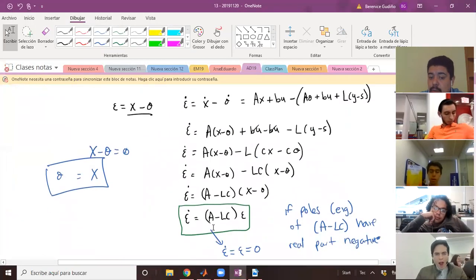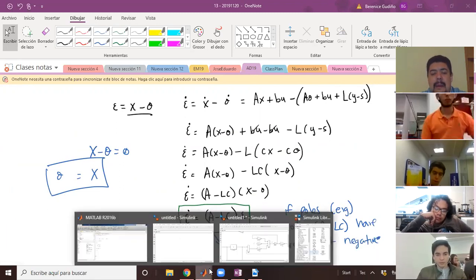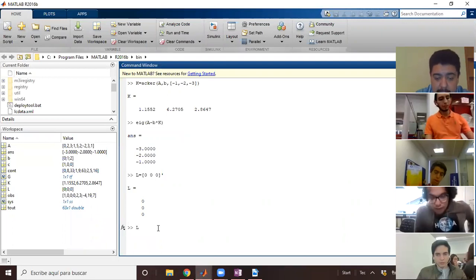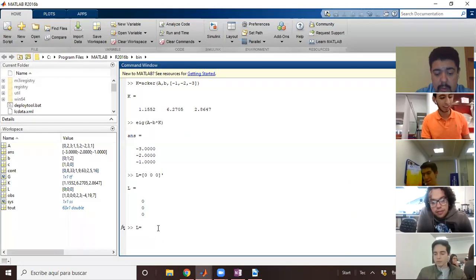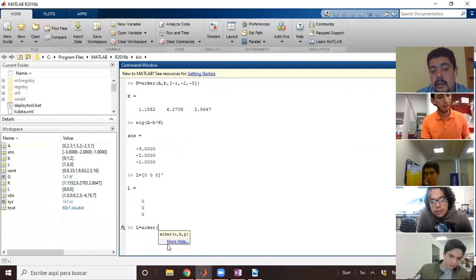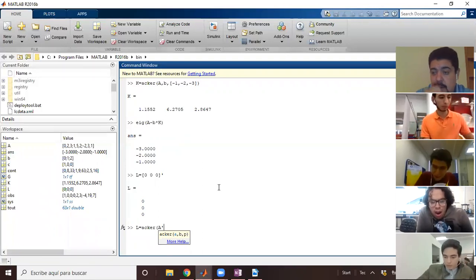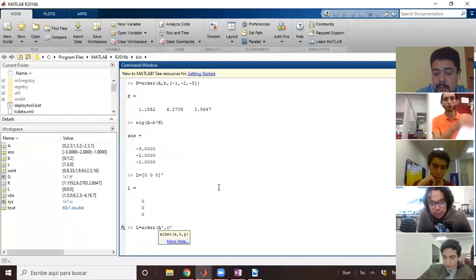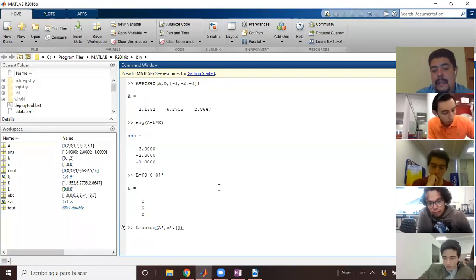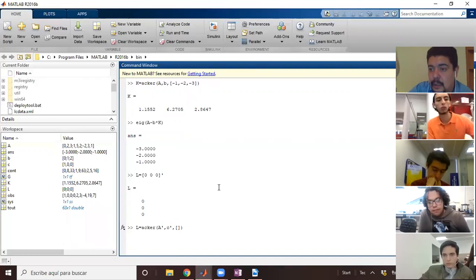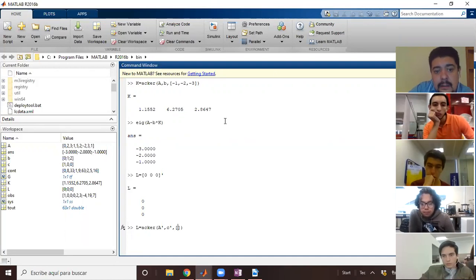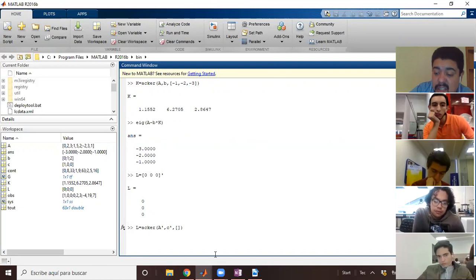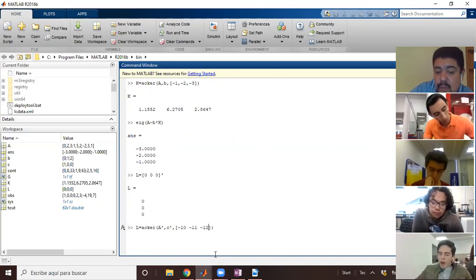I have said that for the observer to work, the poles of A minus L times C should be negative as well. So we have a way to solve this in MATLAB. L is going to be equal to acker, and in here what we're going to write is A transposed. This is important. A transposed, C transposed, and then the poles that we want in closed loop. The poles of the observer have to be faster than the poles of the system in closed loop. The fastest pole I used in here is -3, so I'm going to write -10, -11, -12, which is faster.